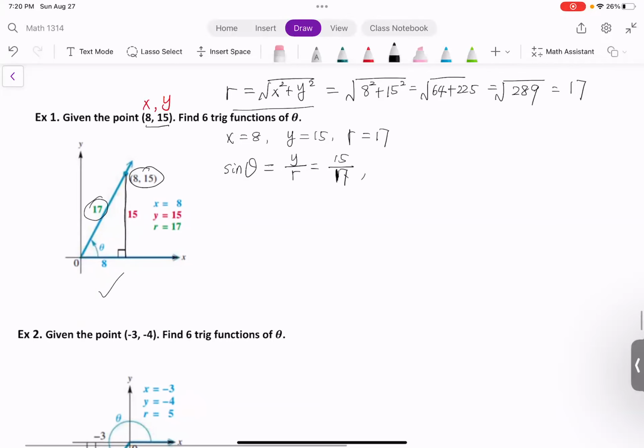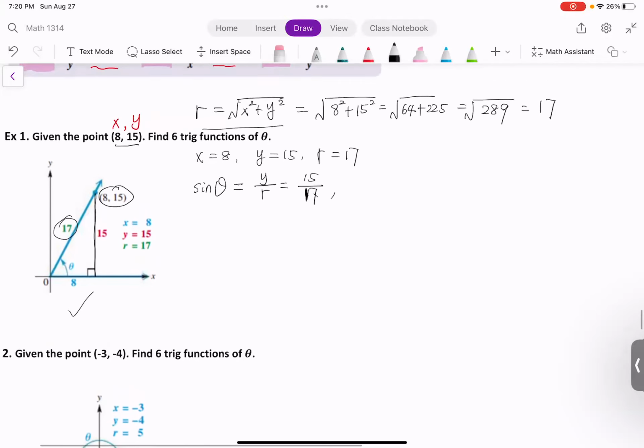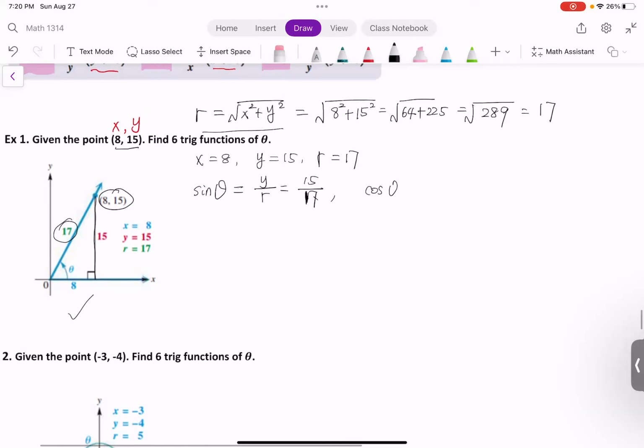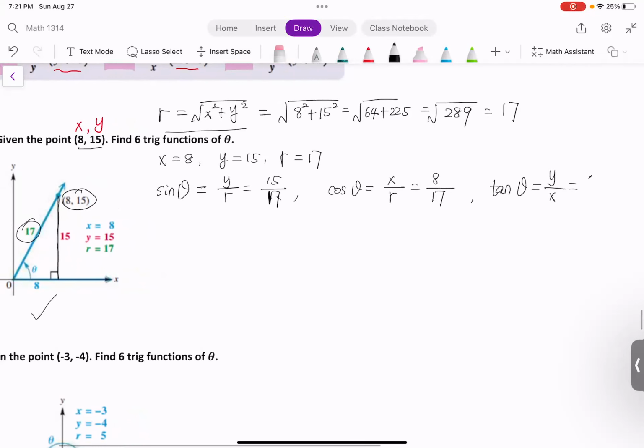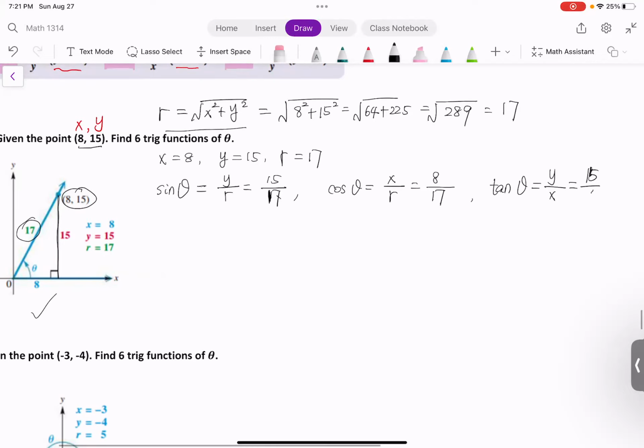How about the cosine? Cosine theta equals x over r. So x equals 8, r is 17. And how about tangent? Tangent theta equals y over x. Y is 8. Oh, sorry. Y is 15. What is x? X is 8. So tangent theta equals 15 over 8.